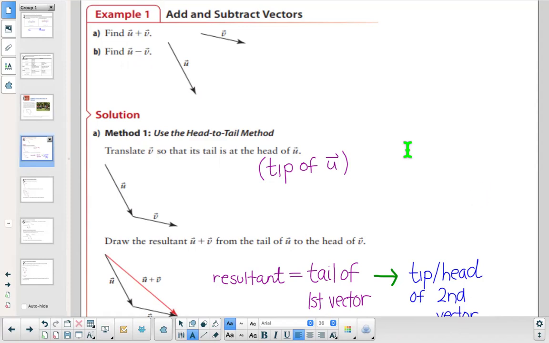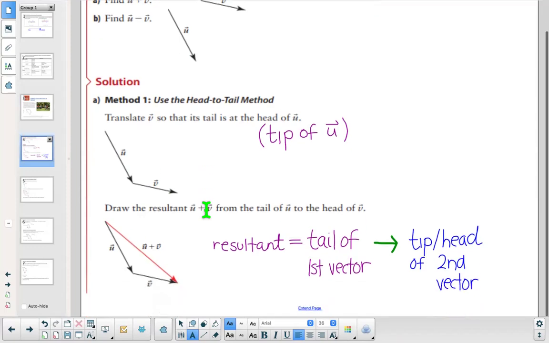We want to translate vector v so that its tail is at the head of vector u. We can also say the tip of vector u. So vector u is my first vector. I'm drawing that. And at the very tip of vector u, you want to start the tail of your second vector, vector v. And this is how you want to arrange vectors that you're given in a word problem.